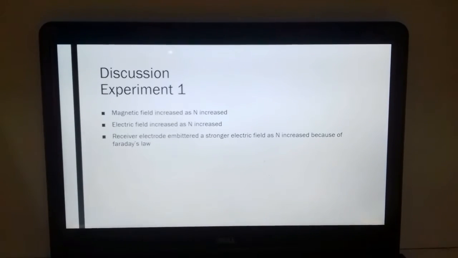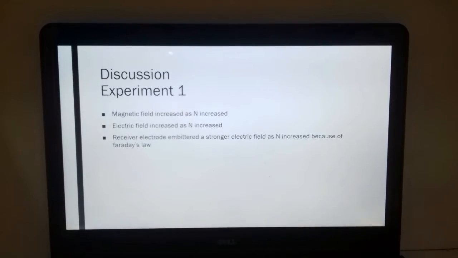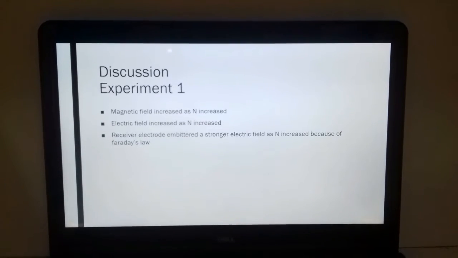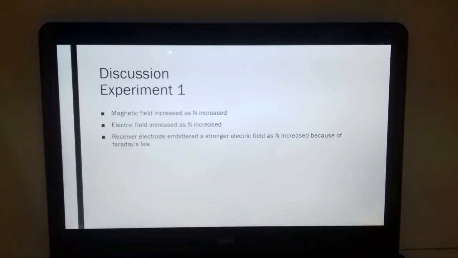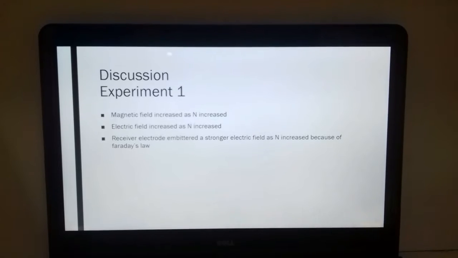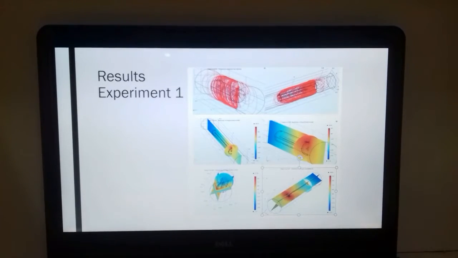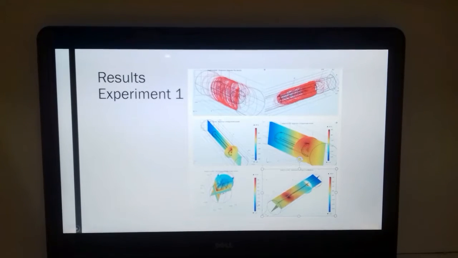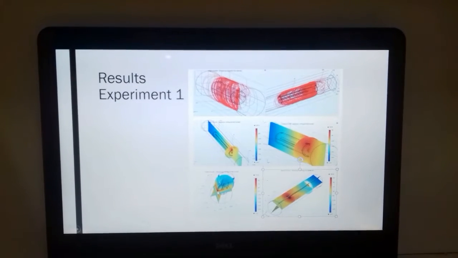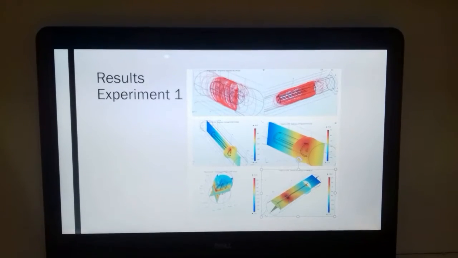Basically, Faraday's law says that an electric field is produced from a magnetic field. So if N increases and the magnetic field gets stronger, that means a stronger field is hitting the receiver electrode. So the receiver electrode will emit a stronger electric field, and this could be seen from the results over here, where we see the electric field is very weak on the left hand side, and much stronger on the right hand side as N increases.